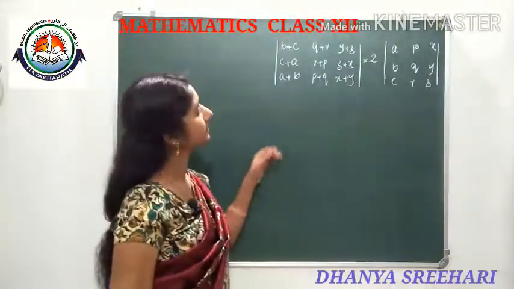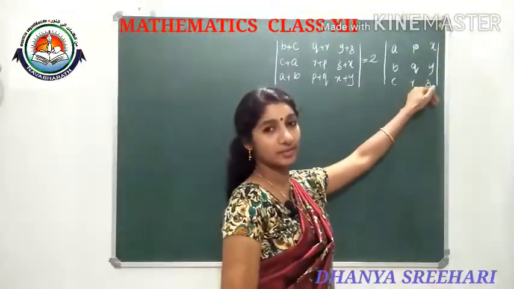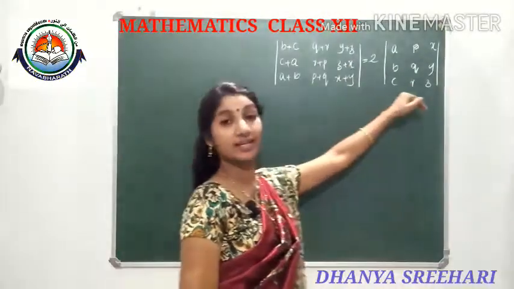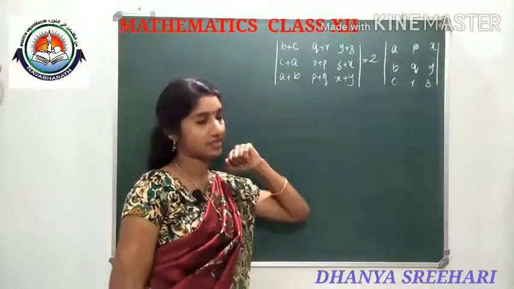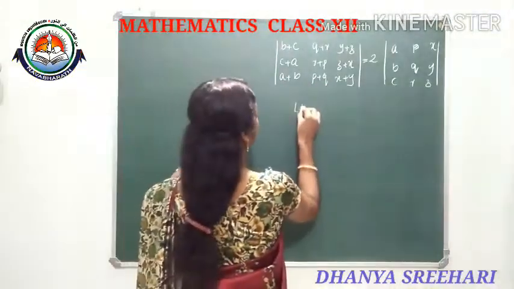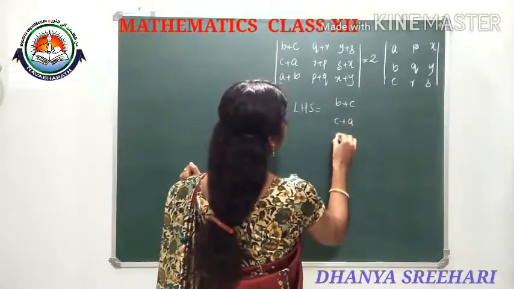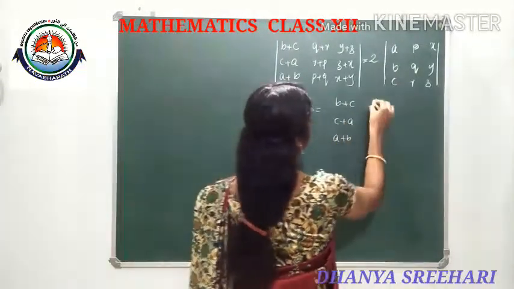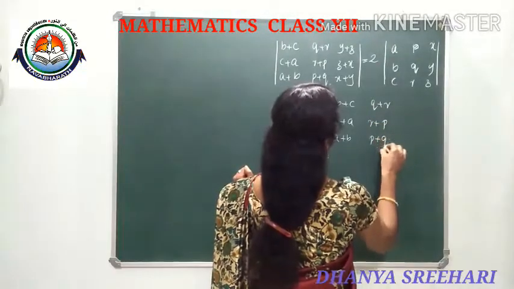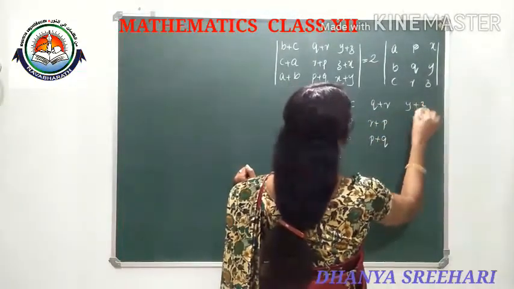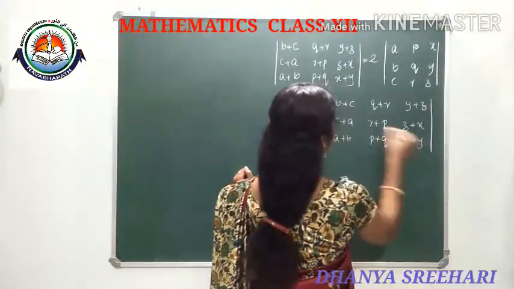See one problem. One determinant value is equal to 2 times another determinant value. We need to prove the left side and the right side are equal. So we can start from the left side. Left side is given: b plus c, c plus a, a plus b; q plus r, r plus p, p plus q; y plus z, z plus x, x plus y.